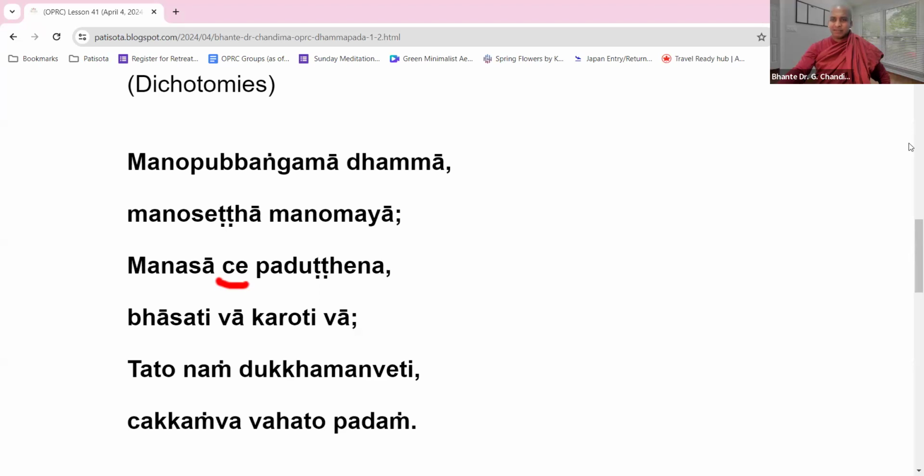Thank you. Group six. Yes, Tisita, please go ahead. Thank you. Mano pubbangama dhamma, mano settha, mano maya, manasa che padutthena, bhasati va karoti va, tato nam dukkham anveti, cakkam va vahato padam. Great. Thank you. Group seven.